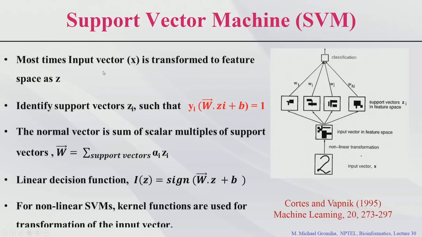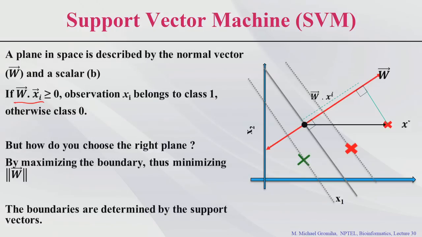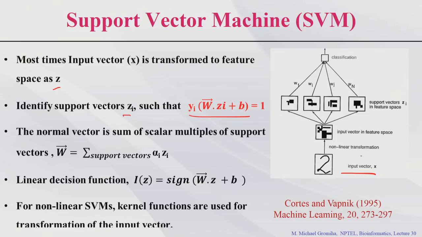So, how it works: many times the input vector is here, and this is transformed to a feature space like z space. Then you can identify the support vectors of the zi such that yi of w into zi, these are your support vectors, plus b, a constant, is equal to 1.